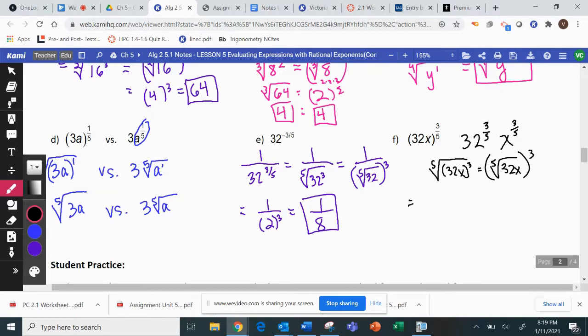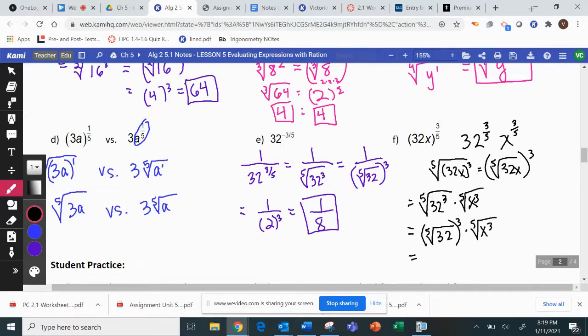Or we could write it separately, where we look at the 5th root of 32 to the 3rd multiplied by the 5th root of x to the 3rd. So I've just given us a bunch of different ways of looking at this. It doesn't really matter which one you use. But I think I'm going to use this last one, but I'm going to tweak it a teeny bit further. I'm going to do the 5th root of 32 cubed, and then I'm going to multiply that by the 5th root of x to the 3rd.